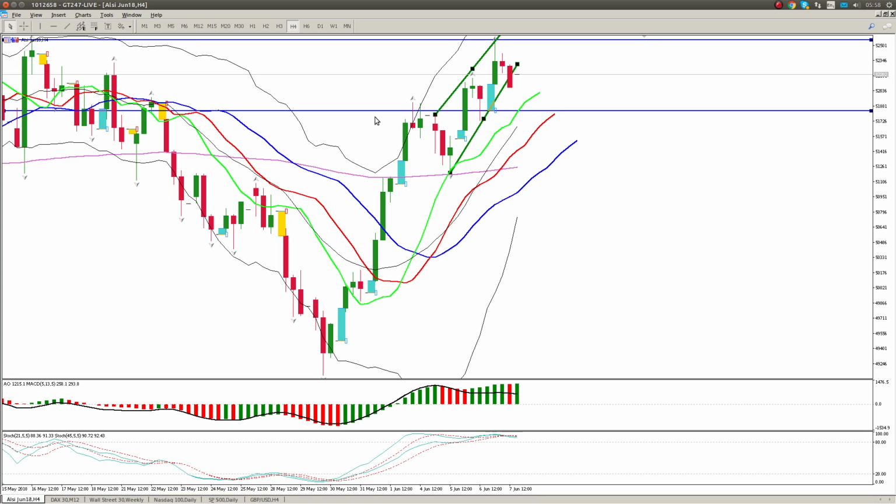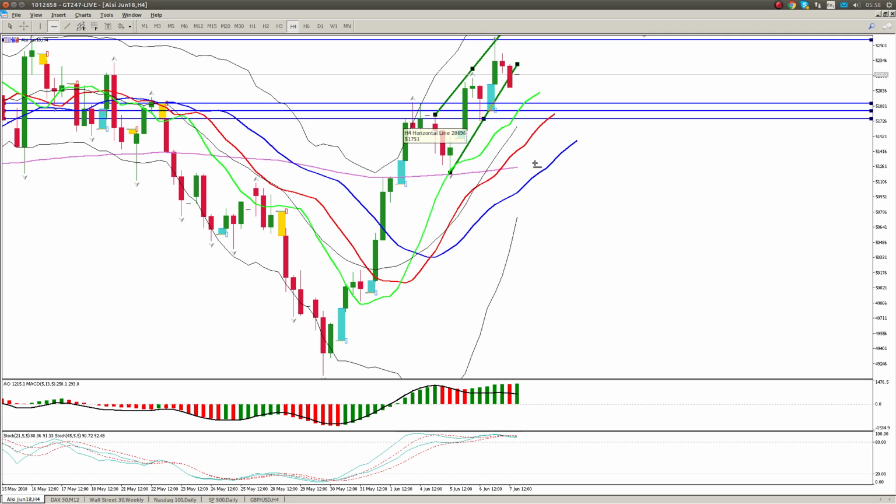So we've got this here, and we've also got that level there, okay, and we also have another inside bar there, so there's the inside tail there, and I have one over there. I think that should be enough for today.